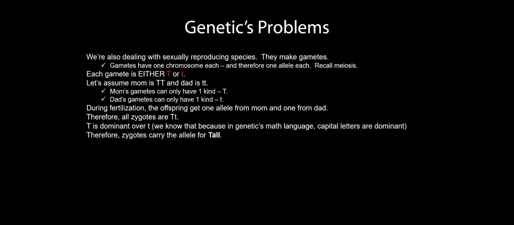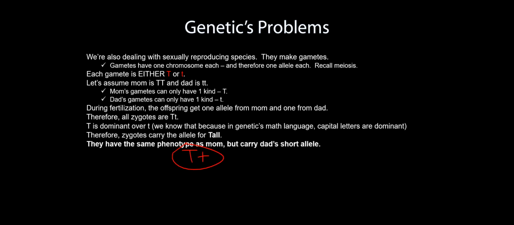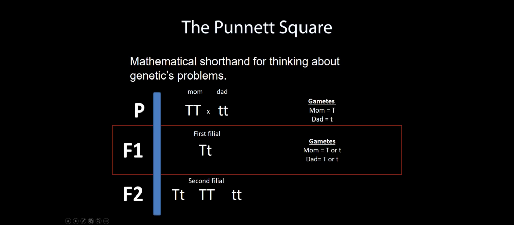So all the zygotes carry the allele for tall. Here's the zygotes' genotype: heterozygote. They have the same phenotype as mom, but they carry dad's short allele. And so we say their phenotype is tall and their genotype is heterozygous.